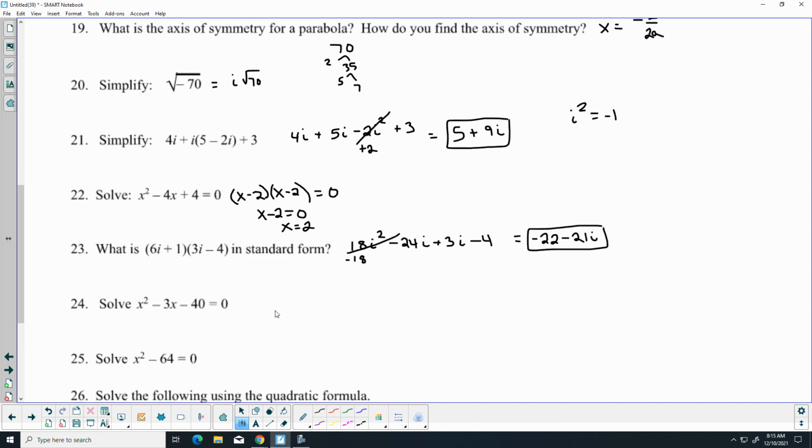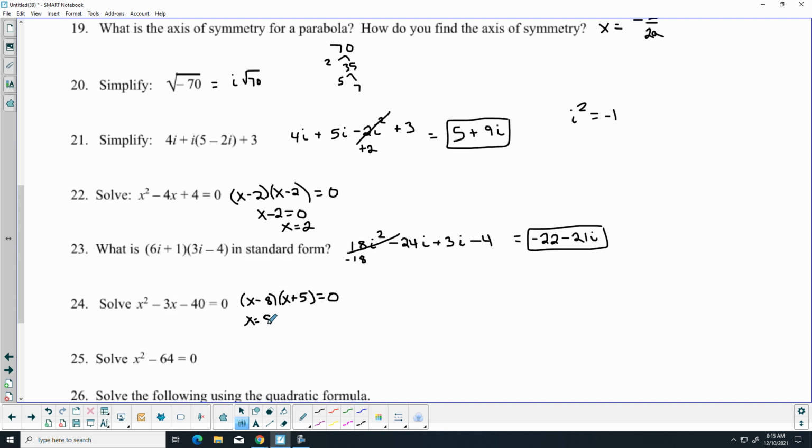I need to solve that one. I'm going to try factoring it first. Two numbers that multiply to negative 40 and add to negative 3: negative 8 and positive 5. Take each factor and set it equal to 0.